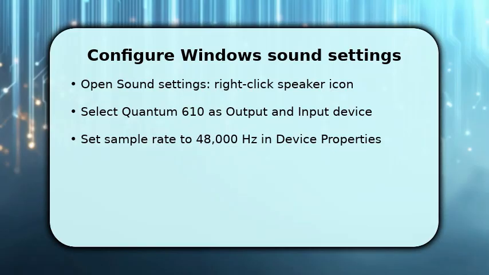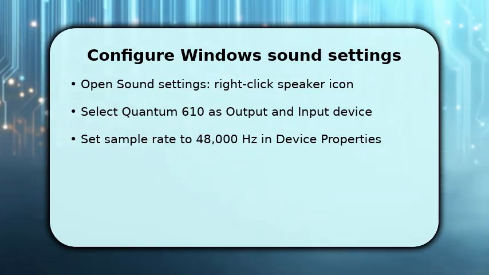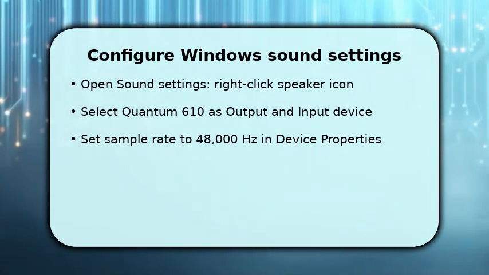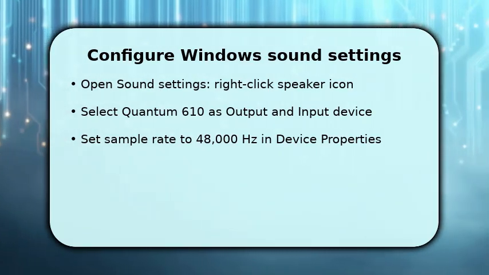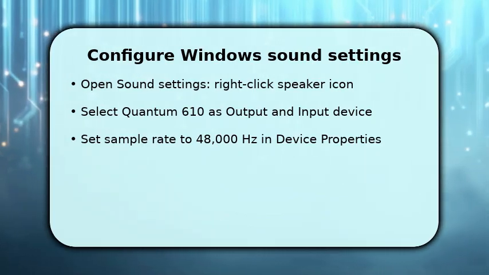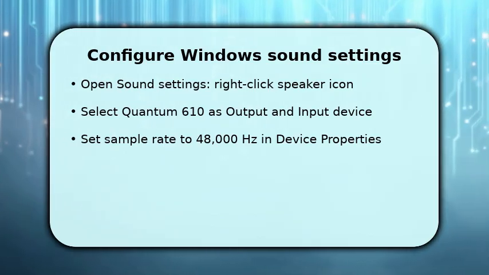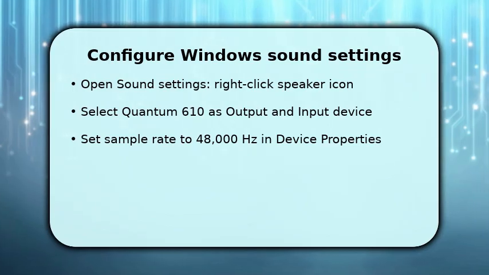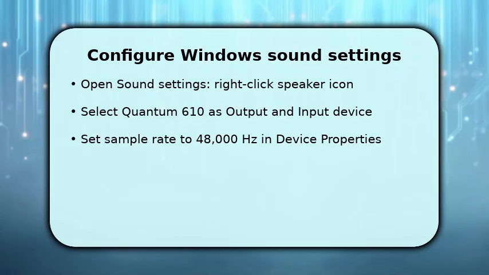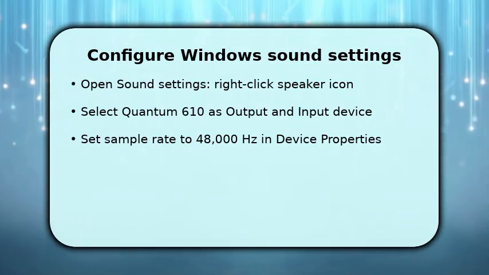You now configure Windows so audio uses the headset correctly. Right-click the speaker icon and open Sound Settings. Under Output and Input, choose the Quantum 610 device. Next, click Device Properties and Advanced to set the sample rate to 48,000 Hz for balanced quality and mic sync. Also check the app-level audio. Set your game or communication app to the same device. Once matched, verify sound by playing a test tone and speaking into the mic to confirm pickup.